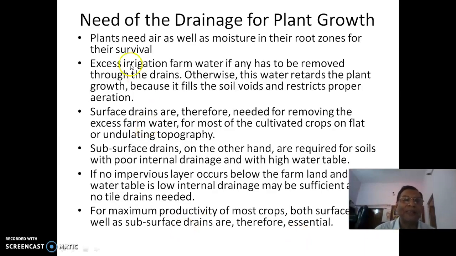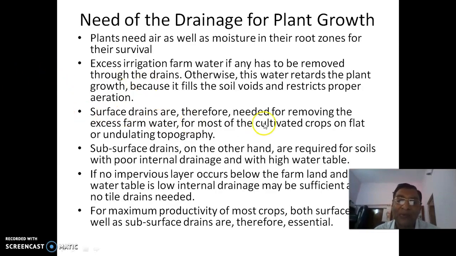So therefore, excess farm water, if you are simply putting only that much water like your sprinkler and drip, doesn't matter. But if you are putting excess water like gravity surface irrigation, any excess water has to be removed through the drains. This is very important. We have to remove the excess water after fulfilling the soil moisture deficiency. Otherwise, what will happen? This water retards the plant growth, because it fills the soil voids and restricts proper aeration. So proper oxygen circulation is very much needed for the root zone.